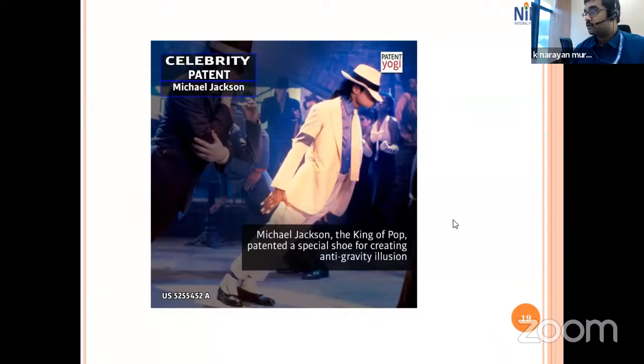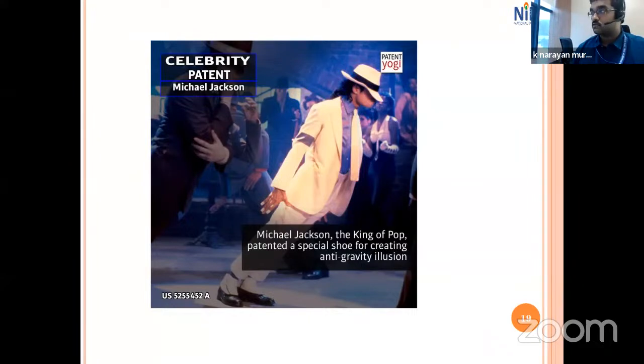And I would like to tell you that patents are territorial rights. Means if you want a patent in India, you need to apply to the Indian Patent Office. If you want a patent in US, you go to the US Patent Office. If you want a patent in Japan, you need to go to the Japan Patent Office.